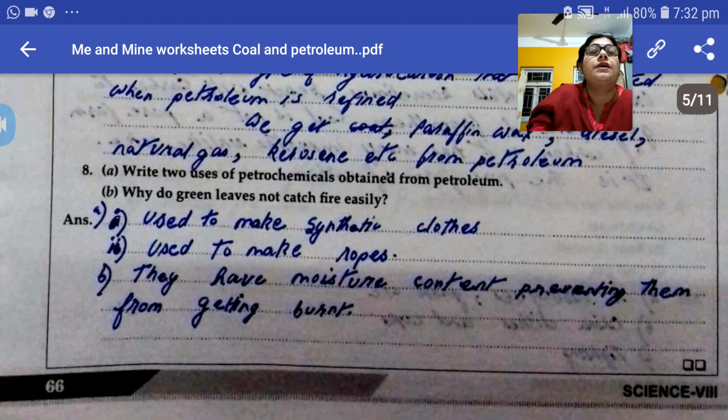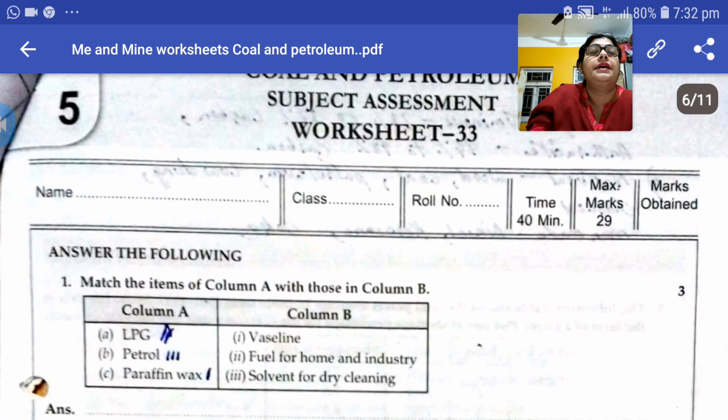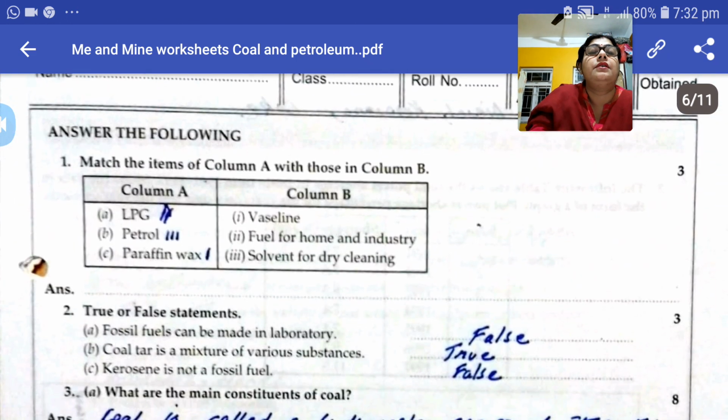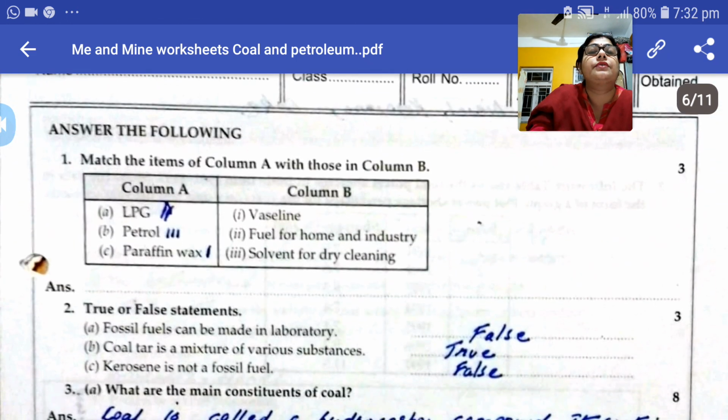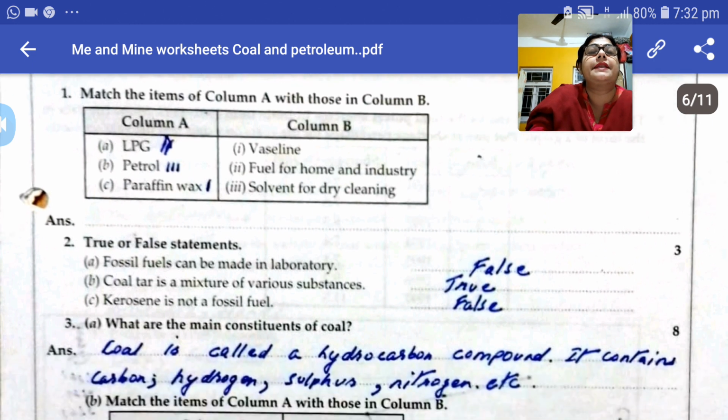Then next is, why do green leaves not catch fire easily? They have moisture content in them. Okay, and that will prevent them from getting burnt. Then next one, this is match the following. You can do it. Okay, so LPG is used as a fuel for home and industry. Petrol is used as a solvent for dry cleaning. Paraffin wax is used in vessels.